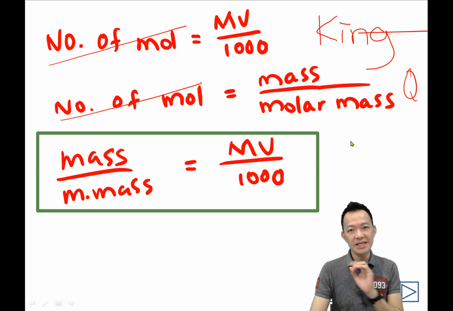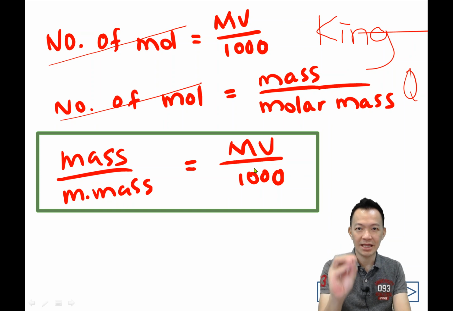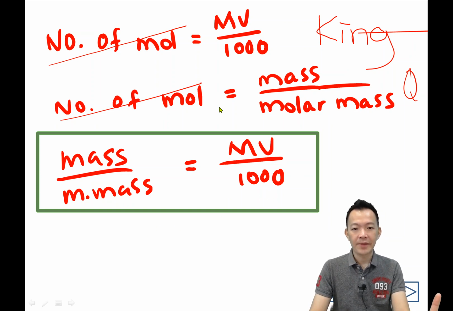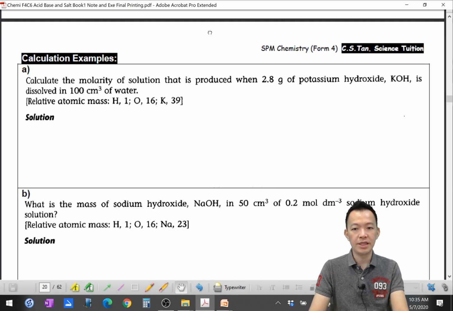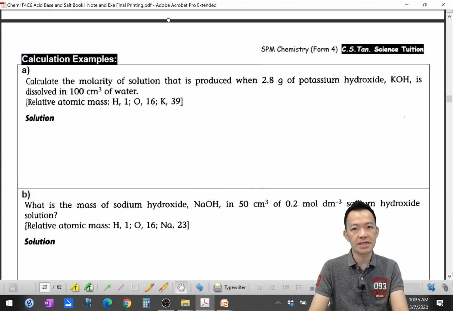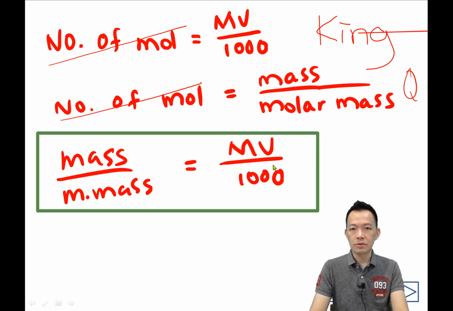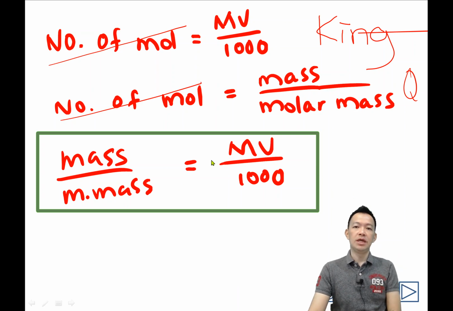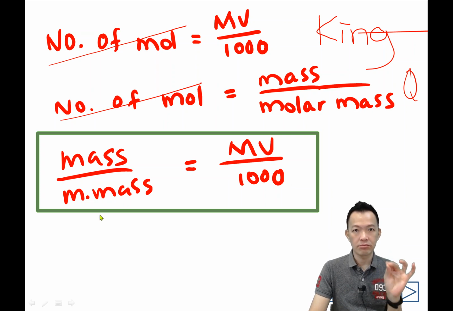But what is the name of this formula? I'll tell you, don't be shocked and don't scold me. Now you can copy all this onto your page number 20, at the top of your notes, small is fine. So what is the name of this formula? Mass per molar mass equals MV per thousand.